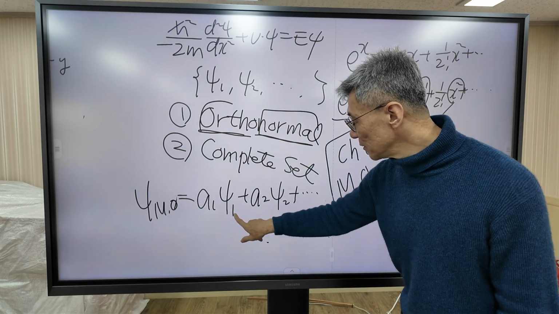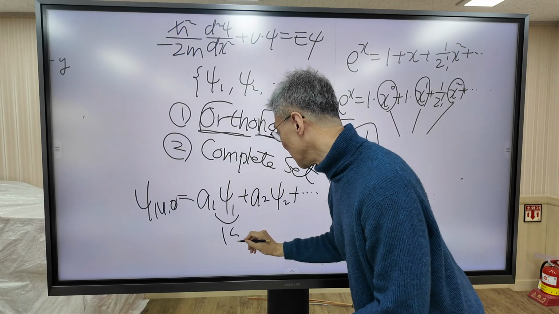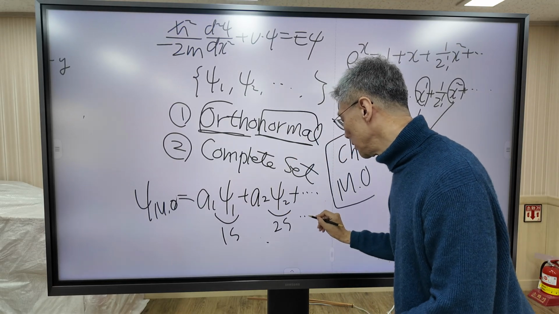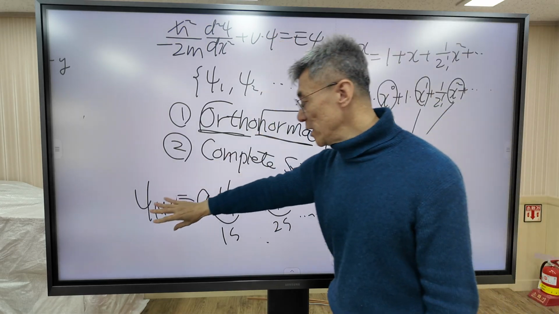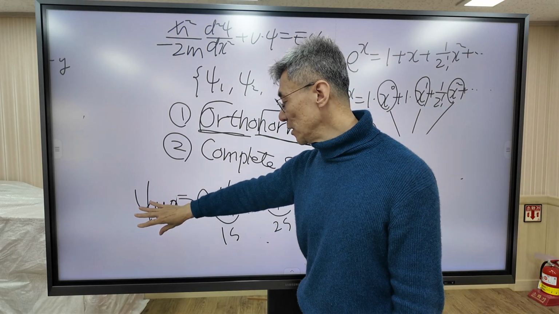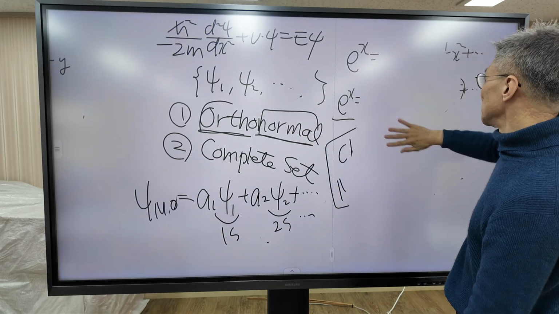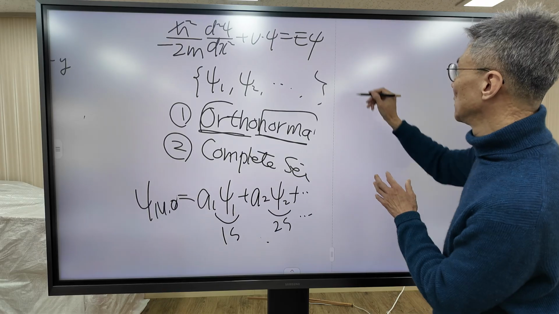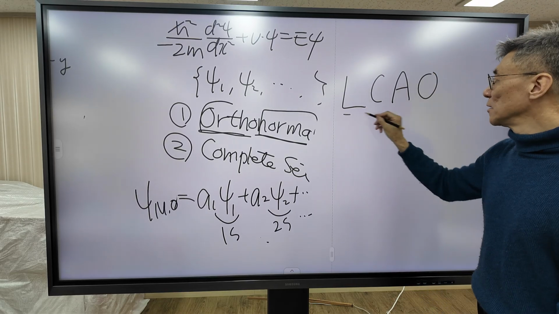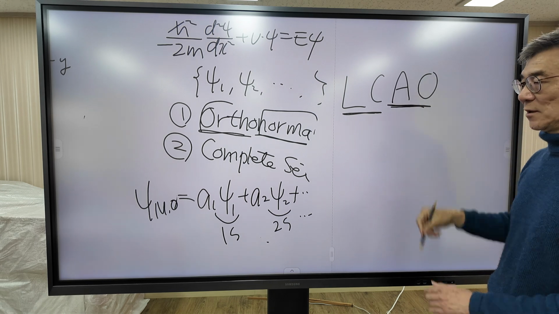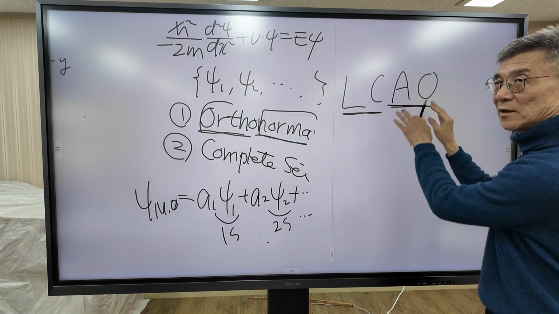And this function is a solution to the Schrödinger equation. We are going to use atomic orbitals, and an atomic orbital is a solution to the Schrödinger equation. So any molecular orbital can be constructed from atomic orbitals. This type of expansion is called LCAO, which represents linear combination of atomic orbitals. We are going to construct molecular orbitals using atomic orbitals.